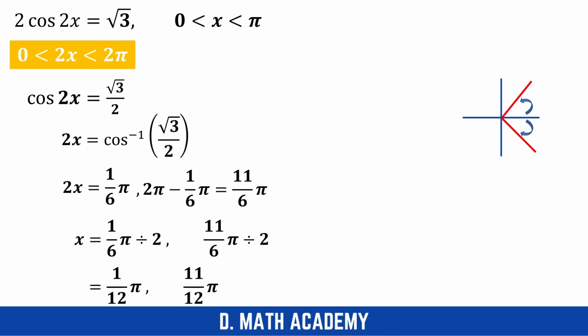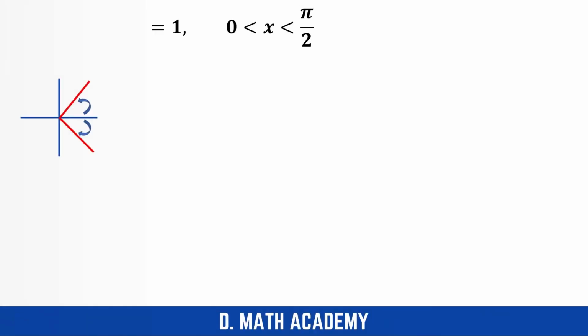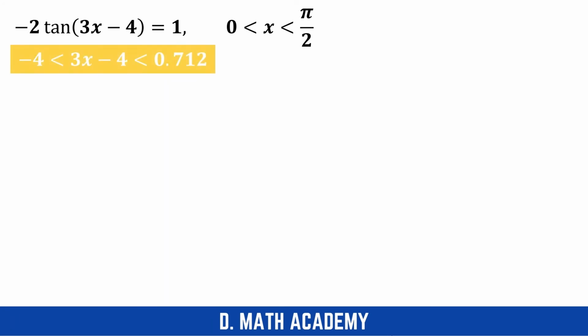So this is the easier version where they change the range. So moving on, we have another one, which is they add or minus something here. So we have negative 2 tangent 3x minus 4 equals to 1. So this is really tricky here because you have to multiply everything by 3, then minus it with 4. So after multiplying everything by 3 and minus by 4, I gotten my range from negative 4 to 0.712. So this is where your conversion kicks in.